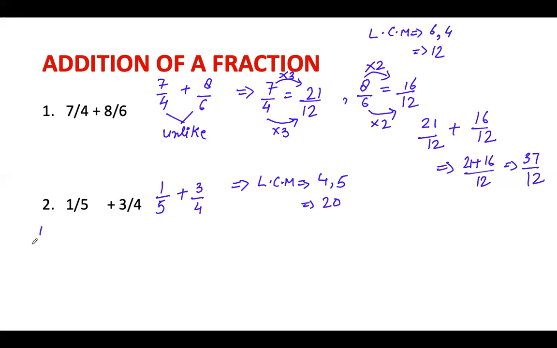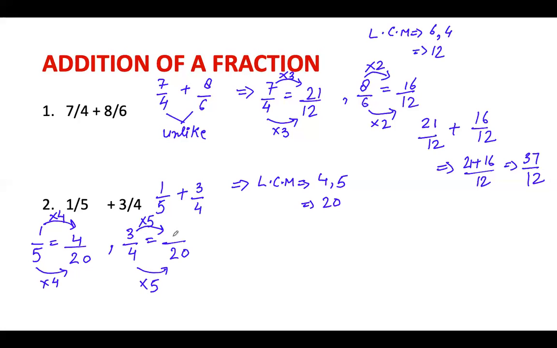So 1/5 is equal to something over 20. How do we get 20 from 5? We know that 5 times 4 is 20, so we multiply both the numerator and the denominator by the same number, right? So now 3/4: how do we get 20 from 4? We know that 4 times 5 is 20. So we multiply both the numerator and the denominator by the same number.